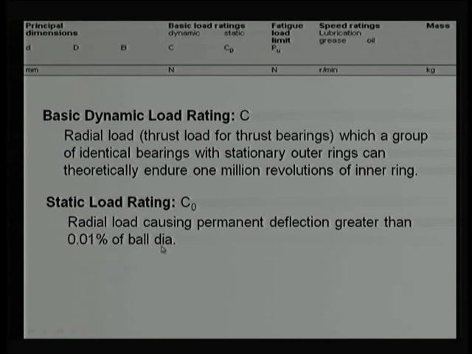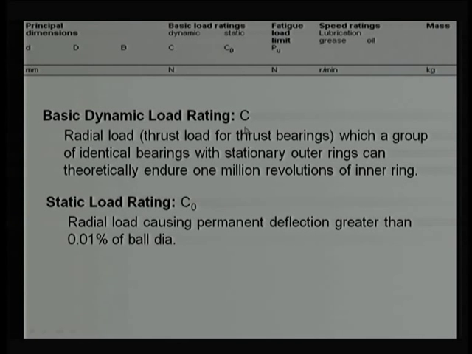Say the ball diameter is 5 mm. Then what we have to do is 0.01 divided by 100 times 5 mm, that will be the deflection. Or it will be 5 × 10⁻⁴ mm, or we say 0.5 micron will be the deflection for this much load. And we should never exceed the static load more than C0.